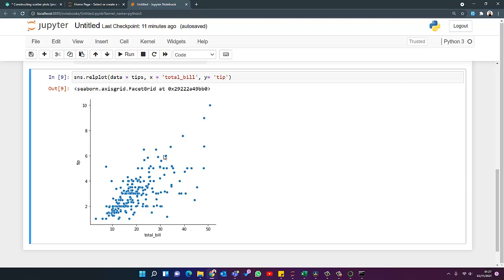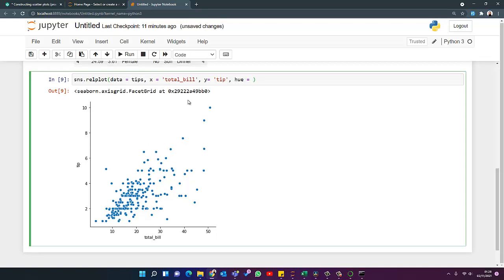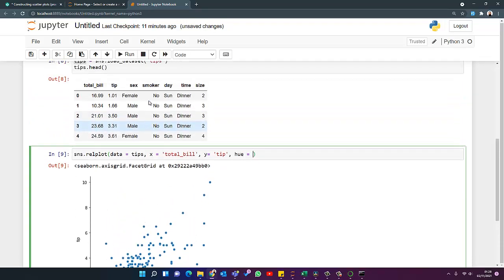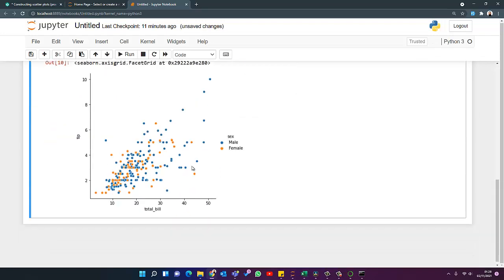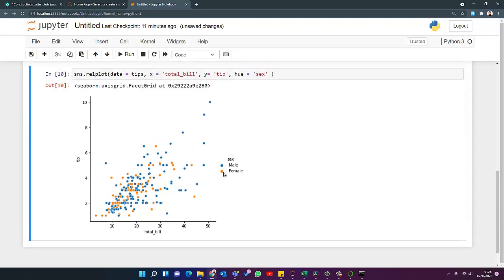If we want to use a third dimension, we can use style or hue. If I put hue as, okay, so I want to know who has provided the highest tips. Maybe I want to see this in the other dimension as sex. Here I can see the females were fewer in the dataset. I can understand that the males have provided the highest tip and highest total bill. The males were dominating while paying for dinner.